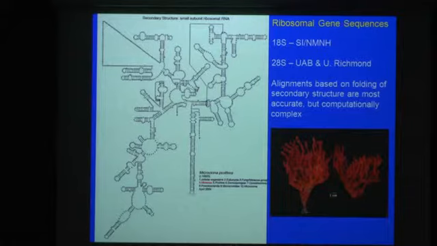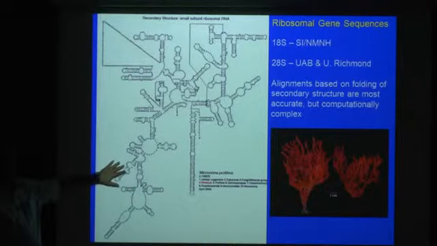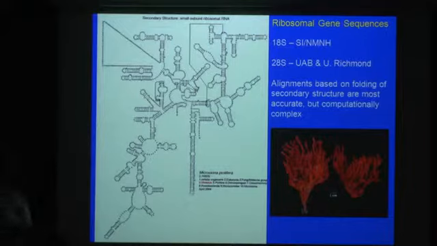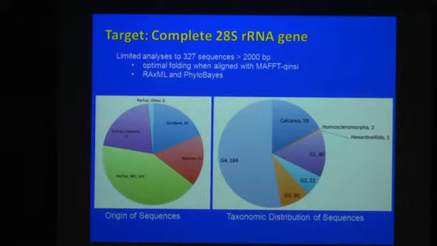Once you get out the ribosomal genes, whether it's 18S or 28S, at Richmond and at UAB we worked on 28S, and the Smithsonian labs did the 18S. This is the 18S ribosomal secondary structure all folded up. When you're looking at these sequences and you want to analyze the phylogeny, you really have to take into account that secondary structure. That means you have to do a lot of folding, and this is really computationally complex. So we had to work with a lot of different groups to figure out how we could get the computational resources together for that.